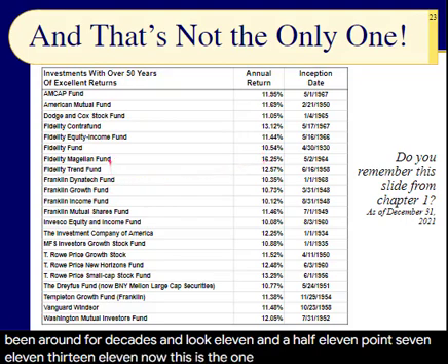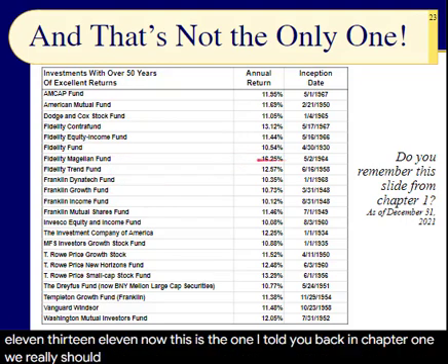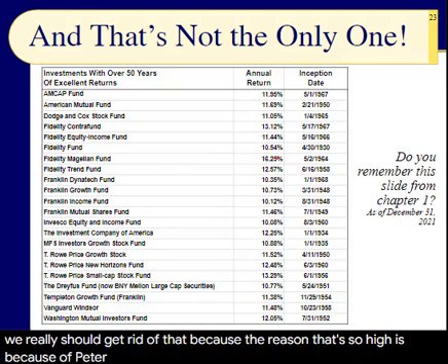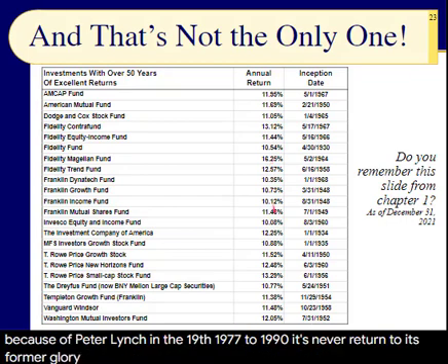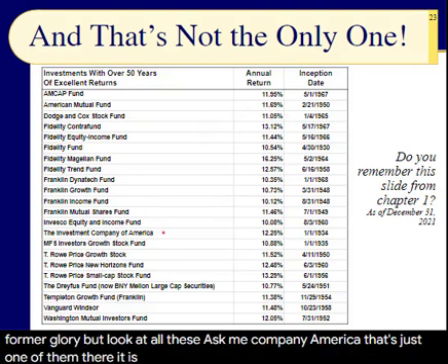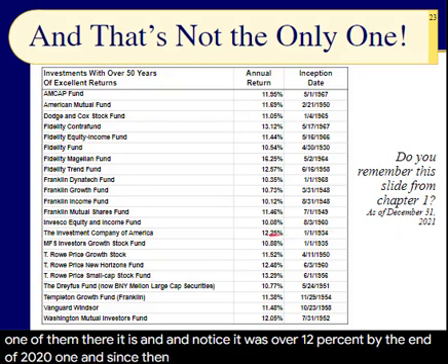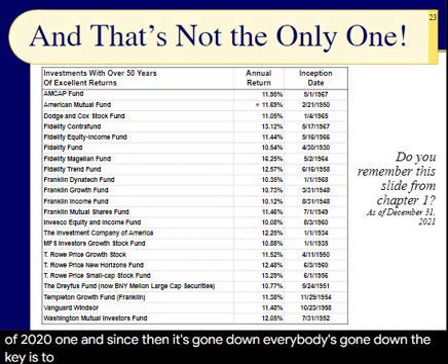Now this is the one I told you about back in chapter 1. We really should get rid of that, because the reason it's so high is because of Peter Lynch in 1977 to 1990. It's never returned to its former glory. But look at all these. I'm not trying to just sell you Investment Company of America. That's just one of them. There it is, and notice it was over 12% by the end of 2021. Since then it's gone down. Everybody's gone down. The key is to think long term.